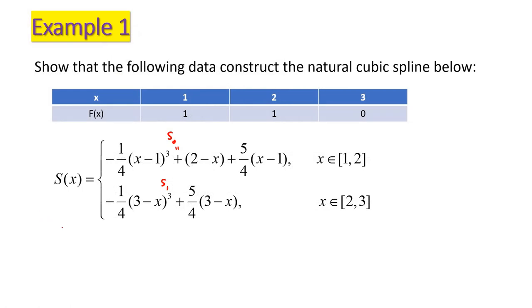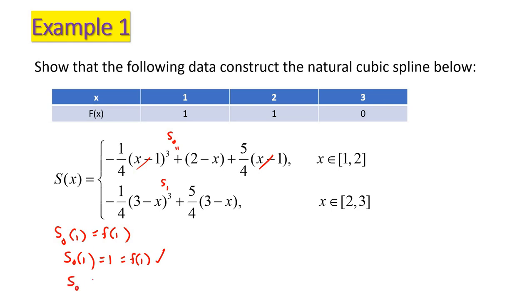So condition number 2 is actually, if I take this point S0(1), I must show it equals f(1). So let me show S0(1). When you plug in 1, this is 0, this is 0, 2 minus 1 equals 1. So this is equal to f(1). So it is satisfied, S0(1) equals f(1).